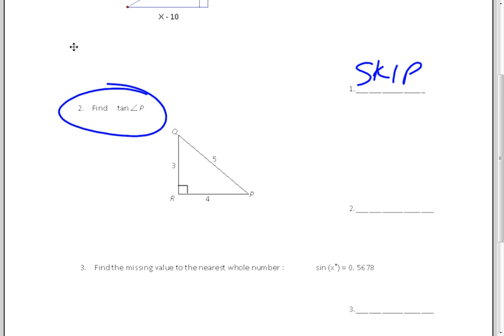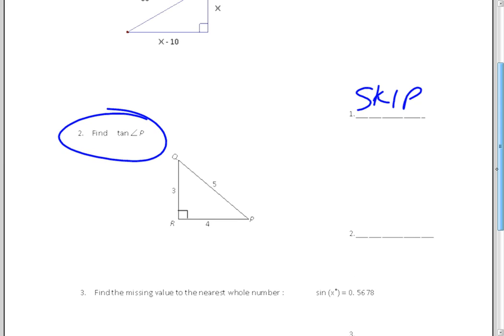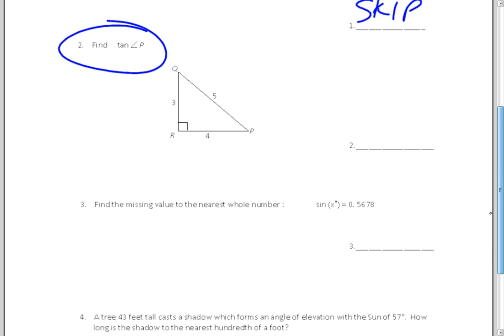These were incorrect last year. That doesn't mean that they're necessarily difficult, it just means that people got them wrong. And notice what I circled in number 2. A lot of you are doing this. You are finding angle P. Is that what it says? No. It says find tangent.